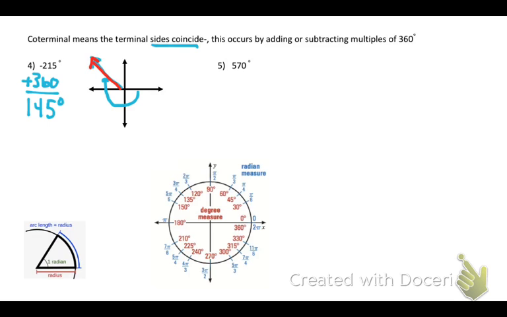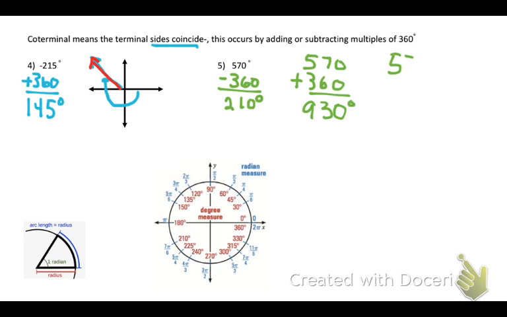So now we have 570 degrees. So we could subtract 360 degrees and get 210 degrees. We could take the 570 and add 360 degrees and get 930 degrees. We could take that 570 and add a multiple of 360, which is 720, and get 1,290 degrees. So all of the terminal sides would be the exact same place on the graph.